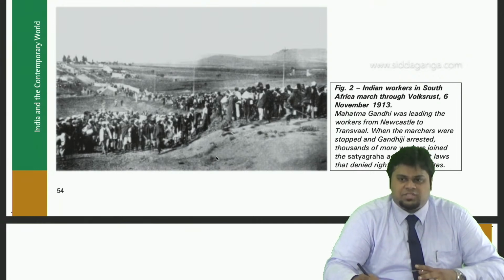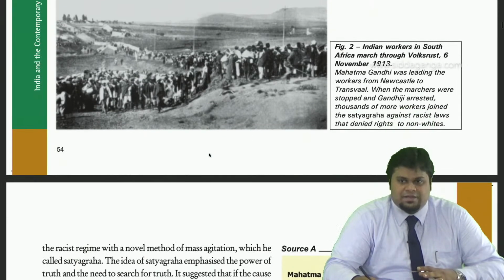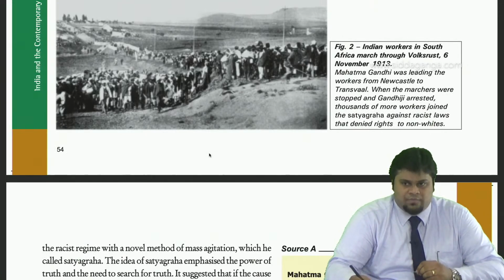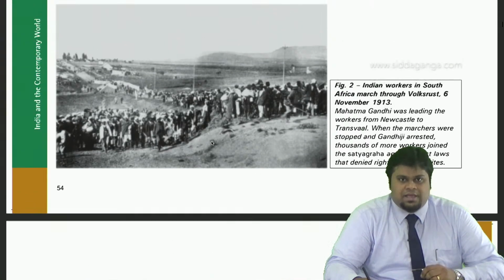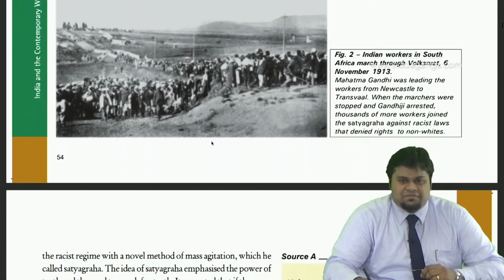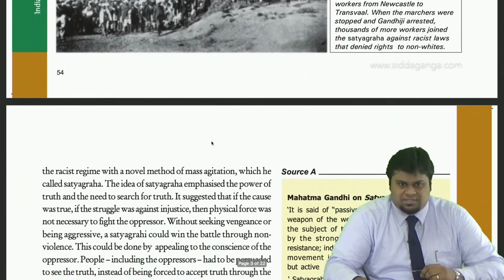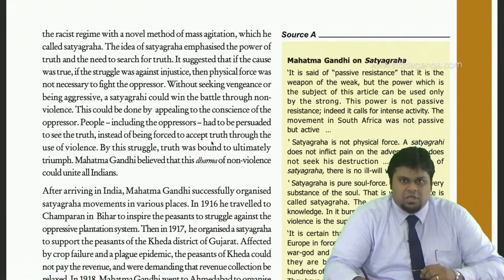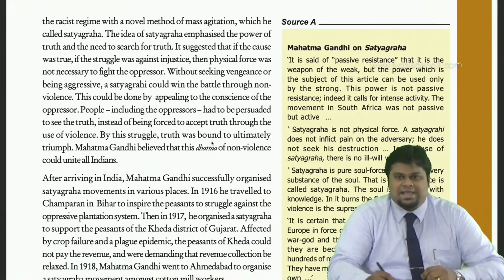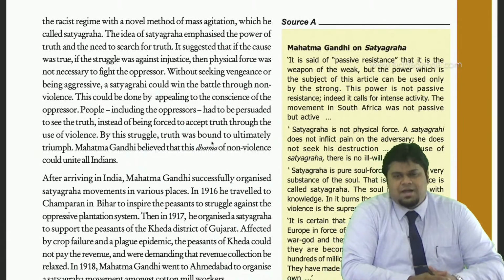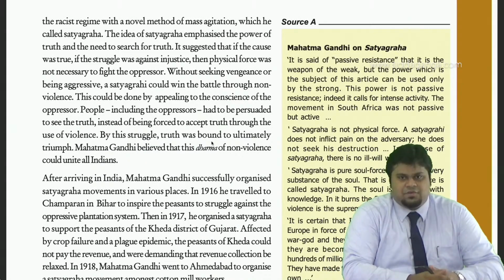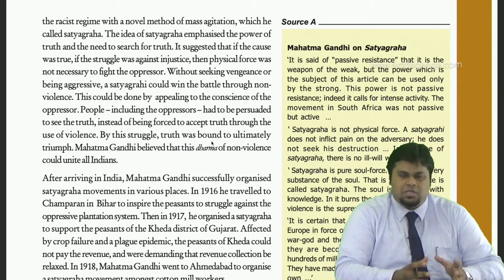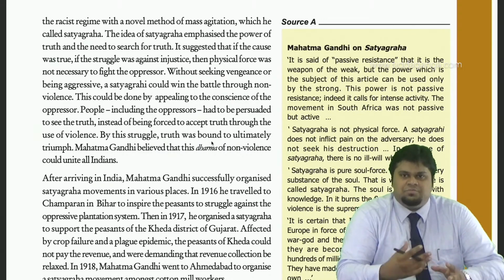When the marchers were stopped and Gandhiji was arrested, thousands more people joined in the Satyagraha, eventually coming to the idea that you need to give rights to the non-whites. So in this context, the idea of Satyagraha came into existence. This was basically a protest against the racist regime with the simple method of mass agitation. Now, what is mass agitation? Mass is an enormously huge amount, and agitation is to protest.